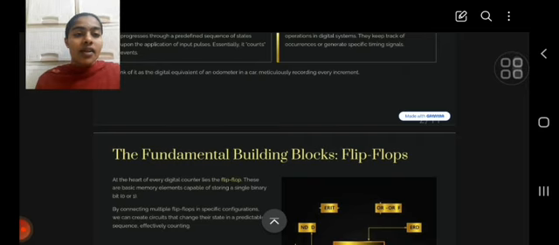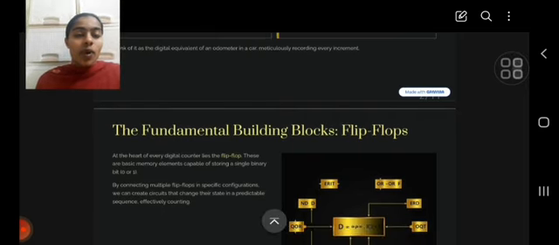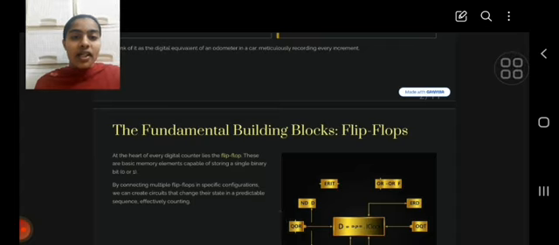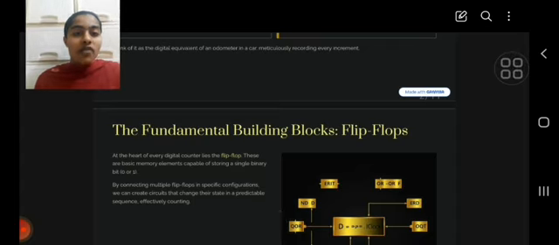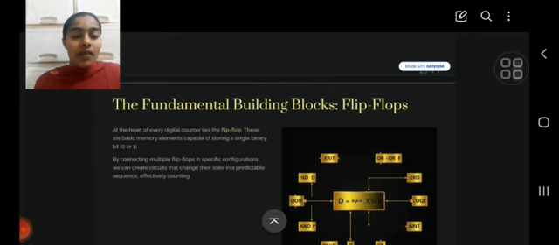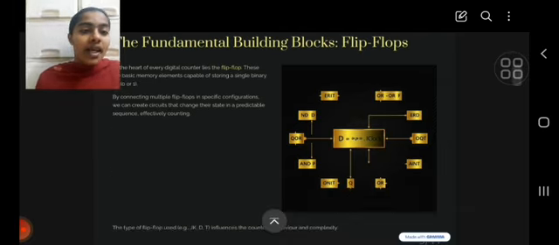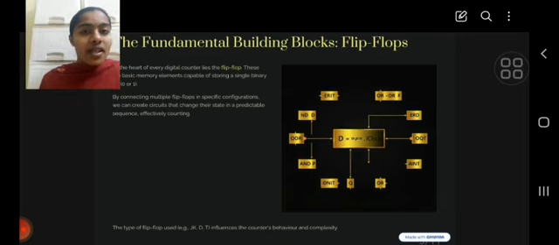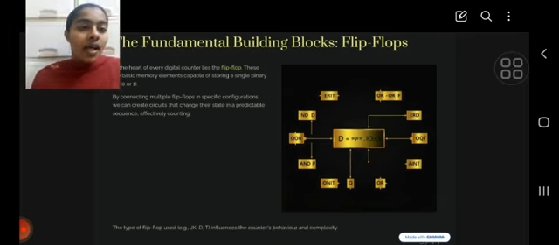Next, the fundamental building blocks: flip-flops. Flip-flop is the heart of a digital counter. These are the basic elements capable of storing a single binary bit, 0 or 1. By connecting multiple flip-flops in specific configurations, we can create circuits that change their state in a predictable sequence, effectively counting. In this diagram, the D represents the D flip-flop and the clock is a central element. The Q represents the primary output of the input pulses.